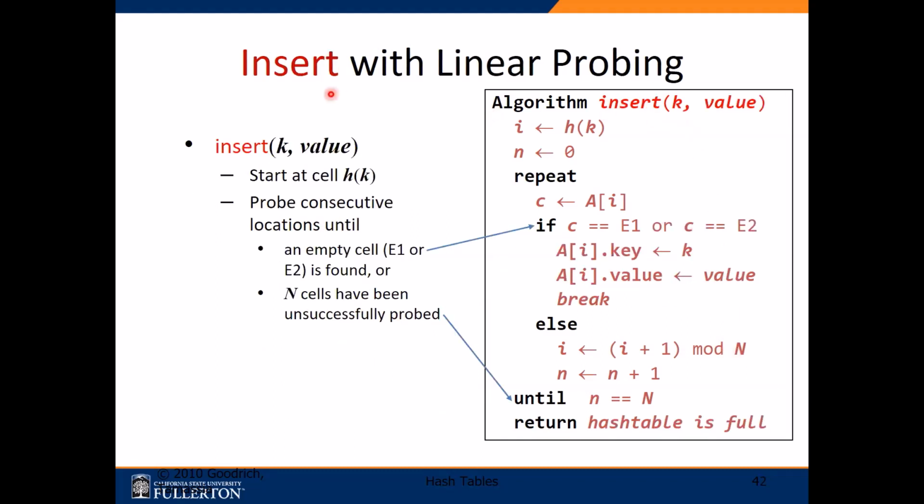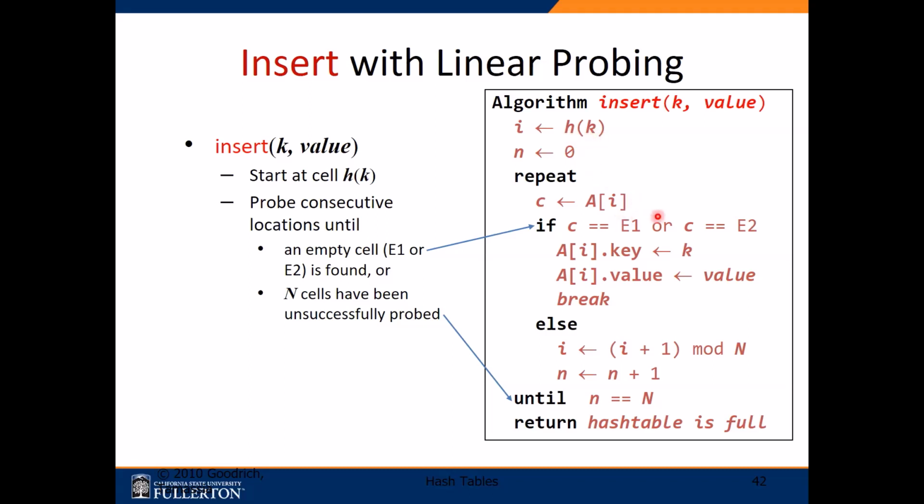The second operation, insert, is similar. The inputs are the new key and the corresponding value. We again start from the hash value, which is given by the hashing of the key. But this time we'll start probing until we find the first empty cell.